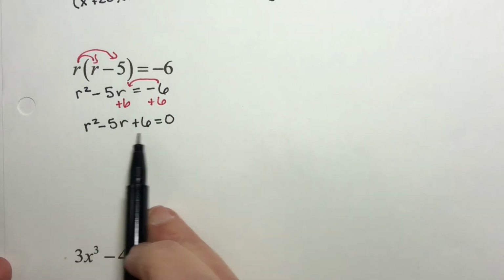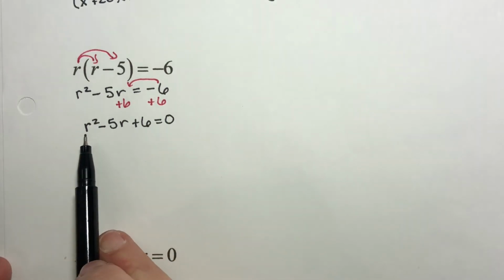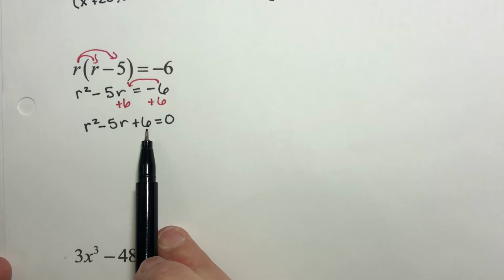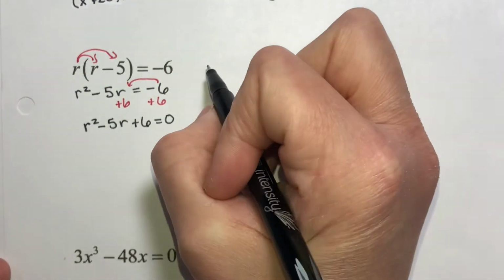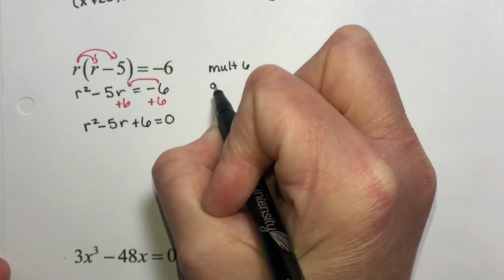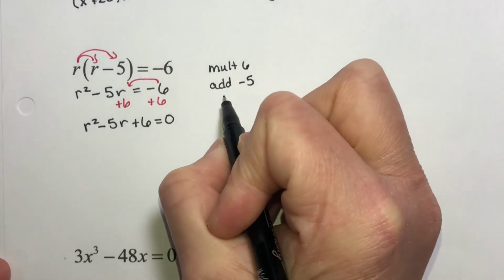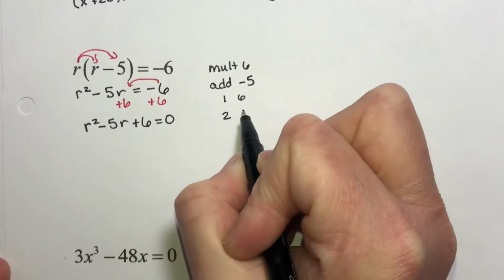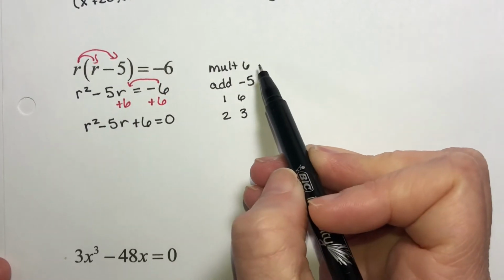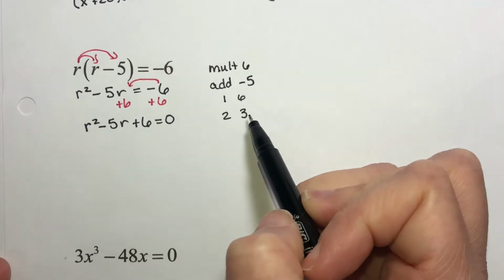I do not have a GCF. I have 3 terms, and this is a square, but 6 is not. So in this case, I need to find 2 numbers that multiply to a 6, that add to a -5. 1 and 6, 2 and 3. I need to multiply to a positive number, so they both need to be positive or both negative.